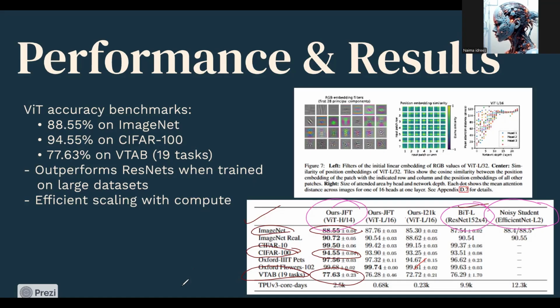For this figure, the left side represents the learned embedding filters. These different filters are like basic building blocks the model learns from the images, the same as the filters in a CNN. The image in the middle shows the position embedding similarities, computed with cosine similarity. This shows the model understands where each patch belongs, what part of the image. So it learns the image structure very well.